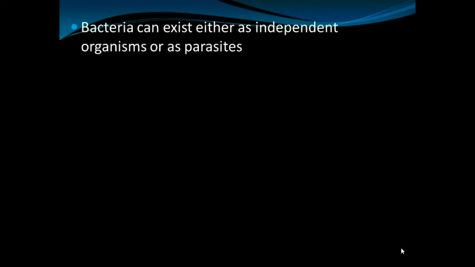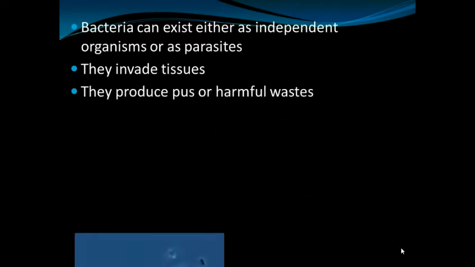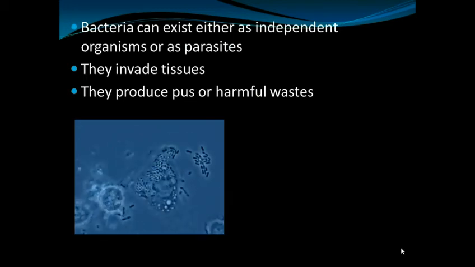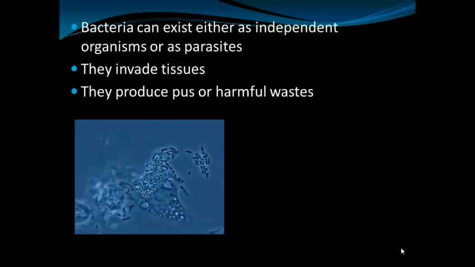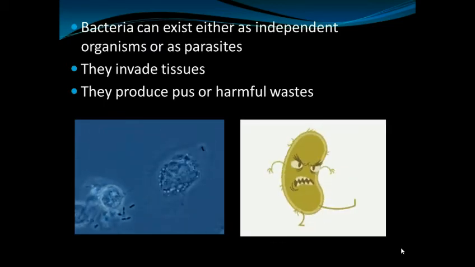Examples of parasites are tapeworms and fleas. They invade tissues. Invade means it is just the entry. They enable the entry into tissues and they produce pus or harmful waste. So bacteria can exist either as independent organisms or as parasites, that is, they live on other organisms, invade tissues and produce pus or harmful waste. So this is about bacteria.